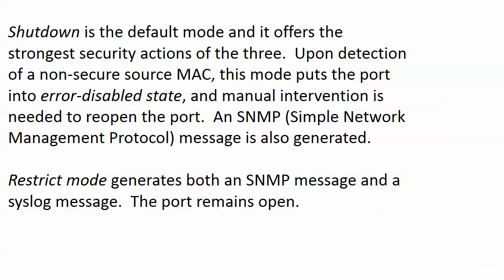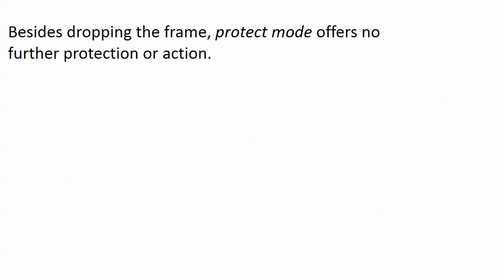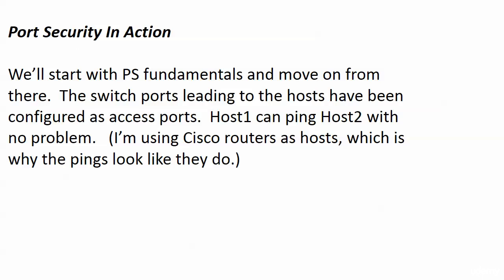You and I, the network admin, we've got to connect to that switch, we've got to shut the port down and then reopen it. We have to reset it. And a Simple Network Management Protocol, SNMP, message is also generated. Now, restrict mode is going to generate both an SNMP message and a syslog message. The port is going to remain open. And protect mode, besides dropping the frame, protect mode doesn't give us anything else. So be very clear on the differences there. They all sound good, protect and restrict and shutdown. They all sound great, but obviously some very important differences there.